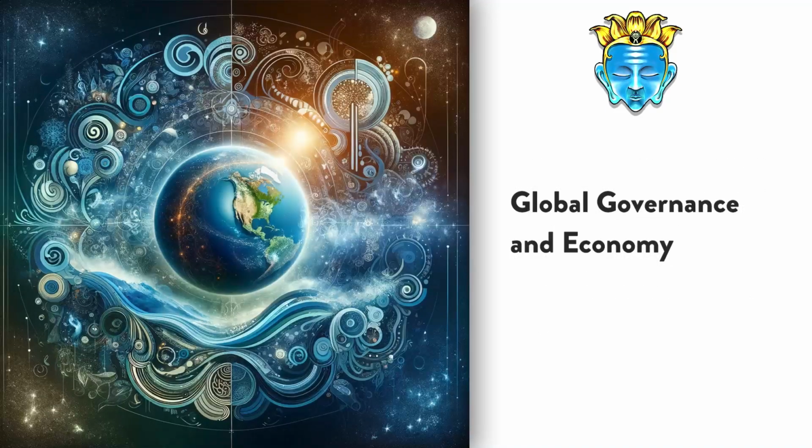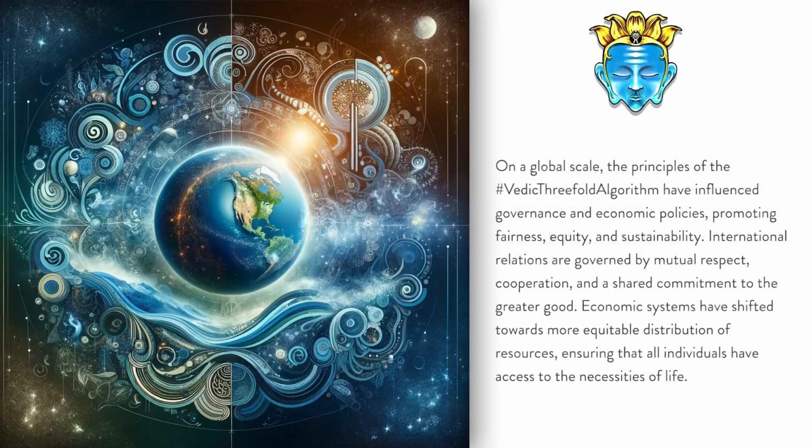Global governance and economy. On a global scale, the principles of the Vedic Threefold algorithm have influenced governance and economic policies, promoting fairness, equity, and sustainability. International relations are governed by mutual respect, cooperation, and a shared commitment to the greater good.